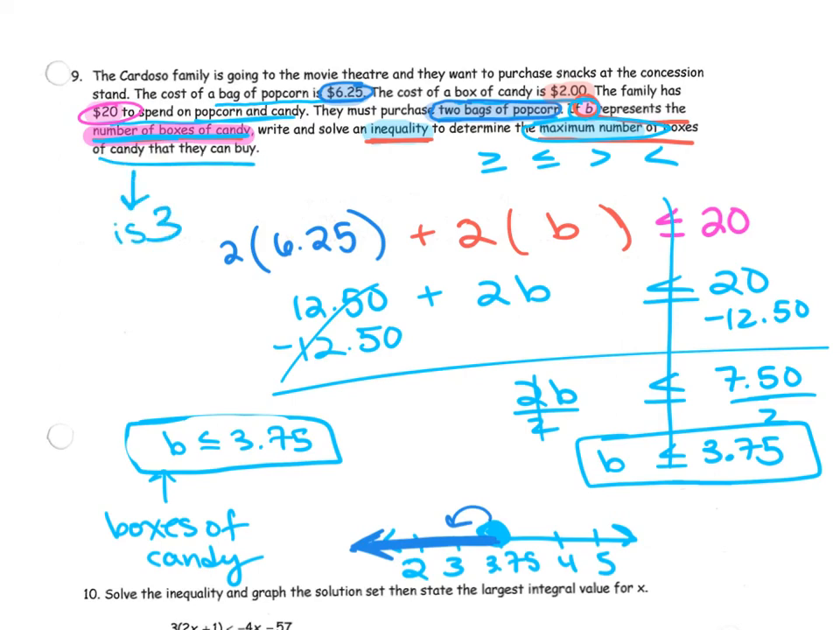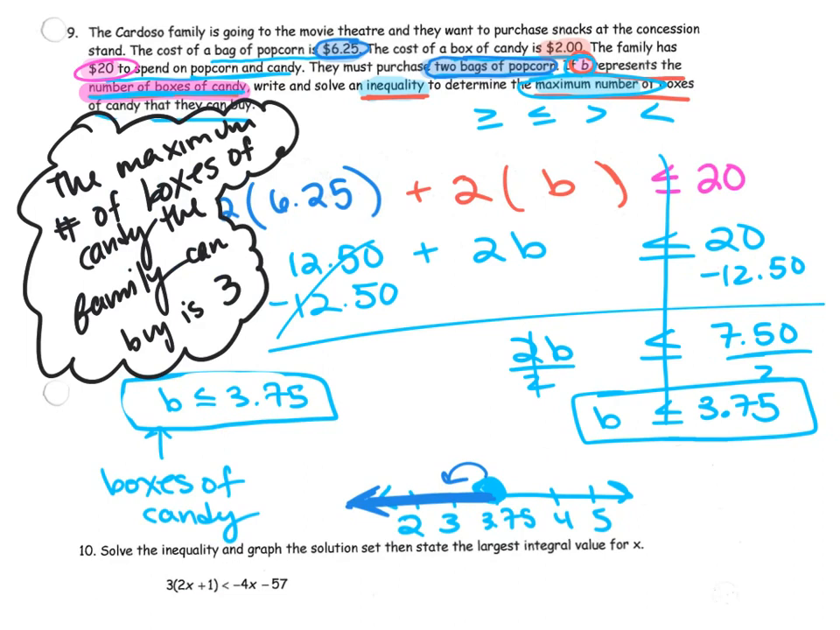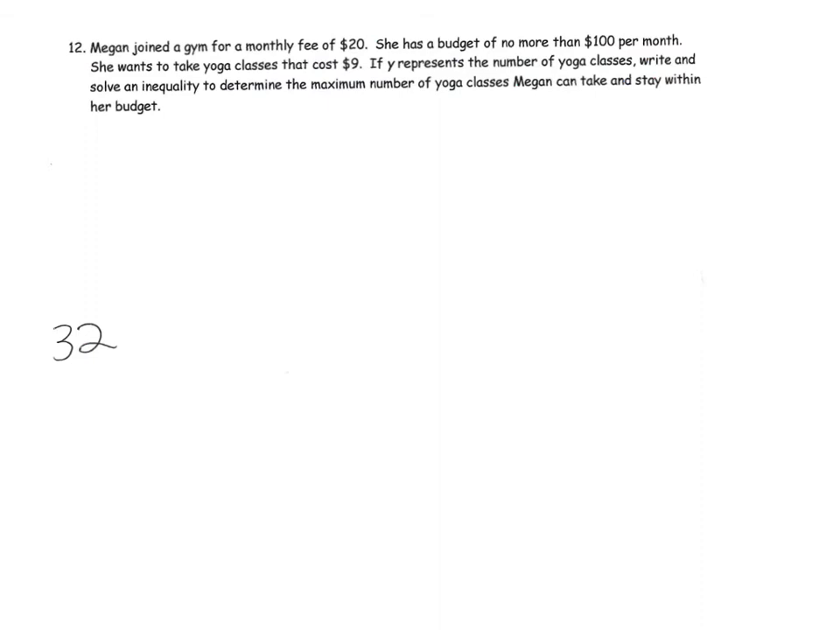So let's write out a sentence. All right, I want to see you guys write me a sentence. So the maximum number of boxes of candy we can buy is 3. All right, let's move on to question 12. That's going to be our last question. So we have Megan joined a gym membership. Just reading the problem out loud. This is the last page, page 32.